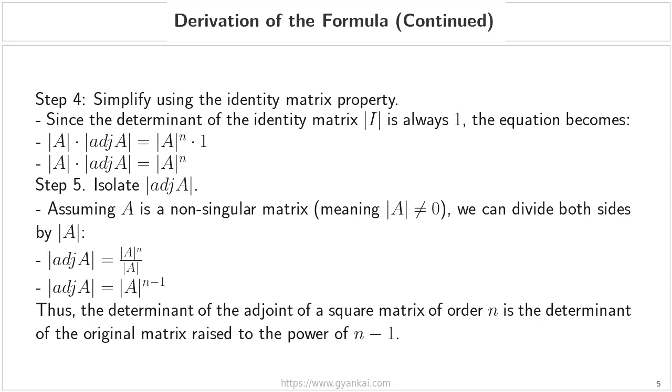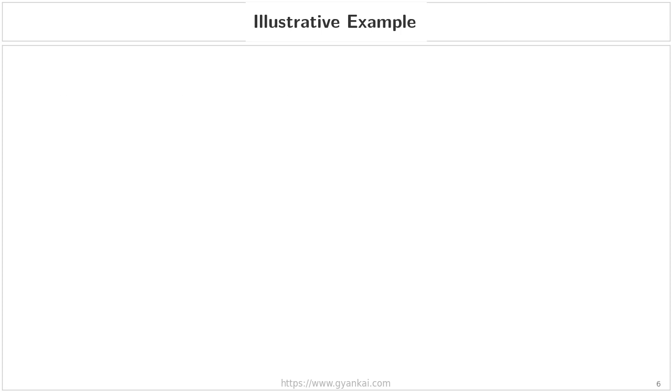So, to summarize the derivation we've just completed, the determinant of the adjoint of a square matrix of order n is simply the determinant of the original matrix, raised to the power of n minus 1. This is the powerful formula we will be using for the examples and applications coming up next. Illustrative example.